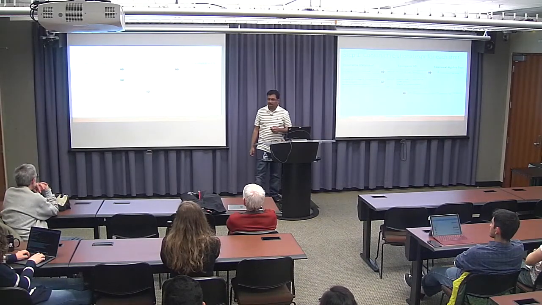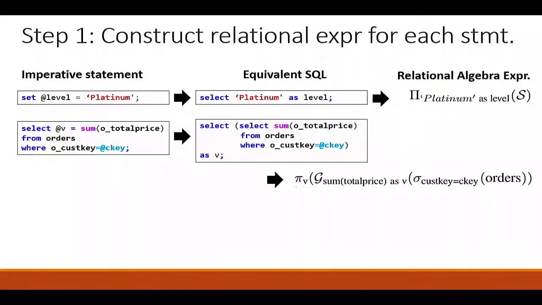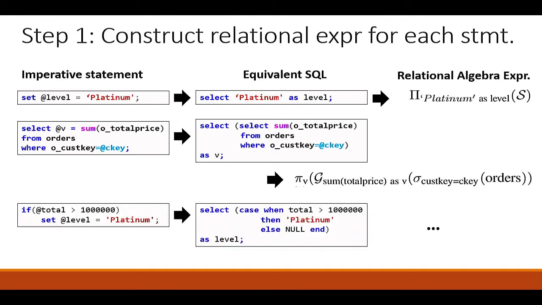Similarly, if you have a query being assigned to a variable, you can do the same thing. You can project it as a column. So the relational expression for that is here. Similarly, for conditional branching, you can use the case expression in SQL to express the same thing as another column again. So these are just some examples of saying that you can express individual statements as relational expressions.